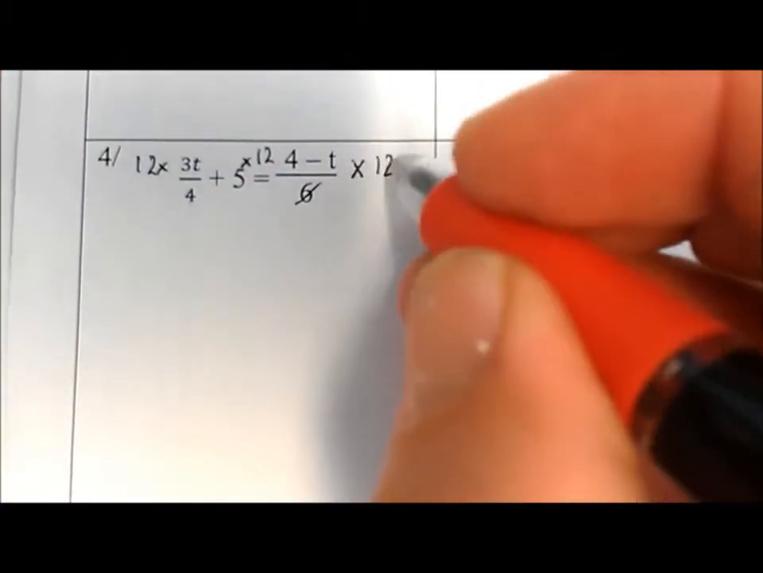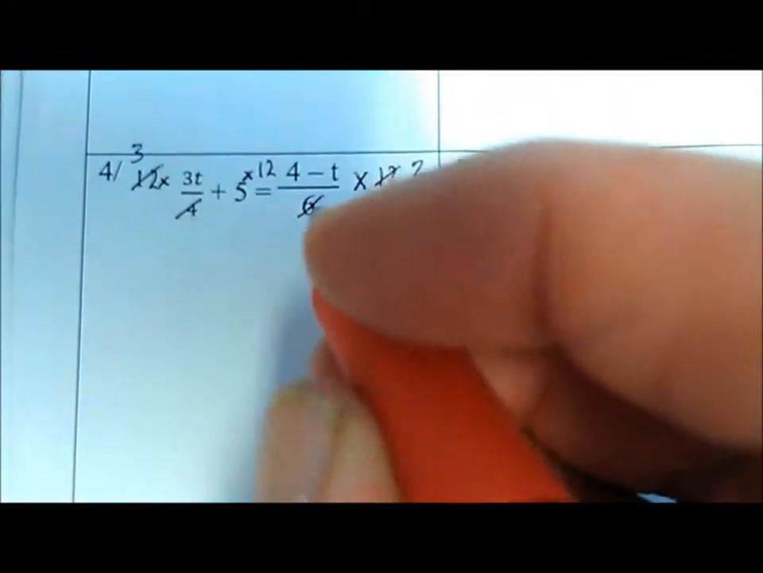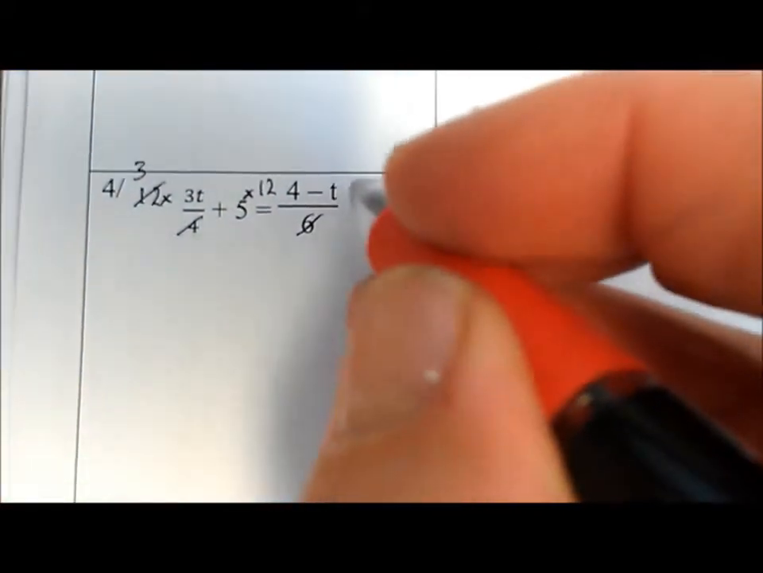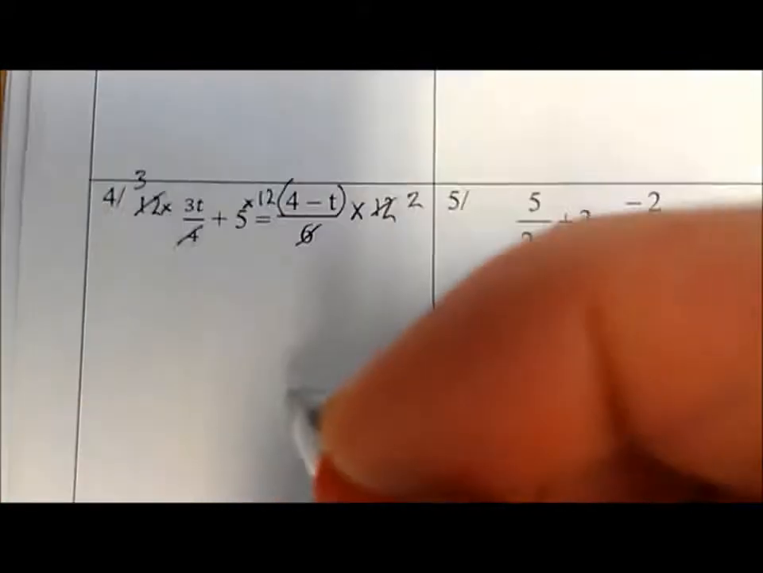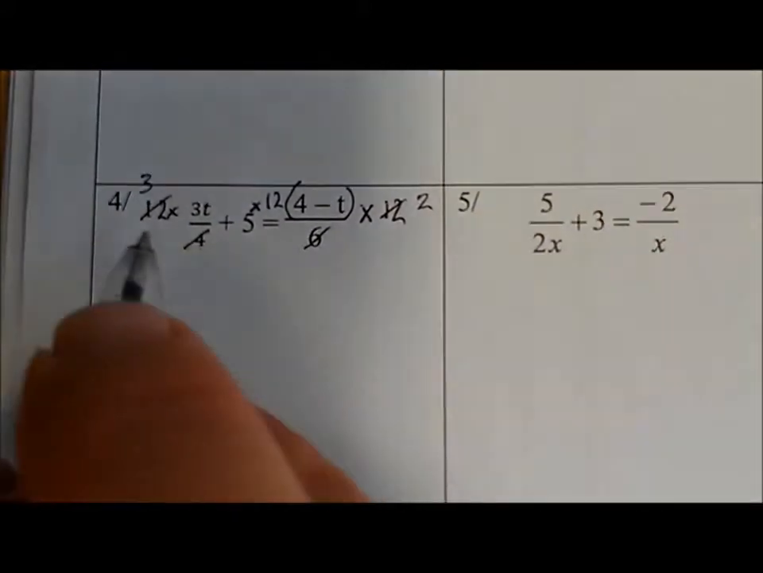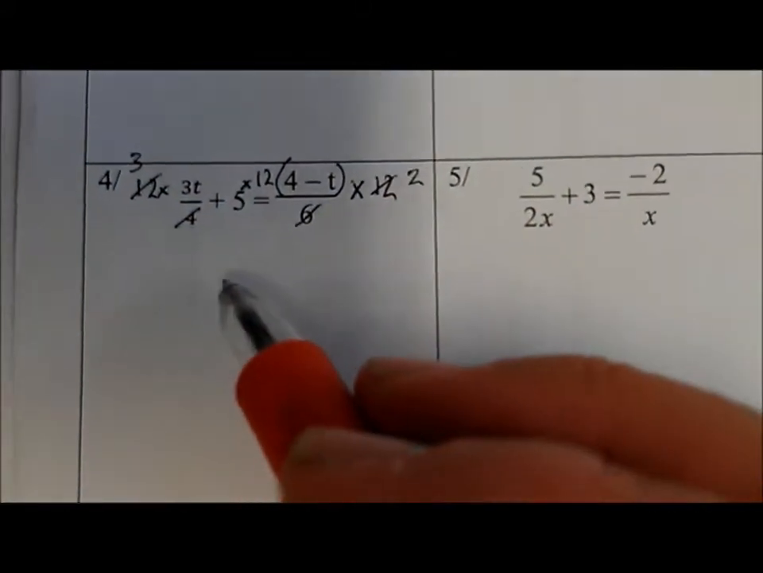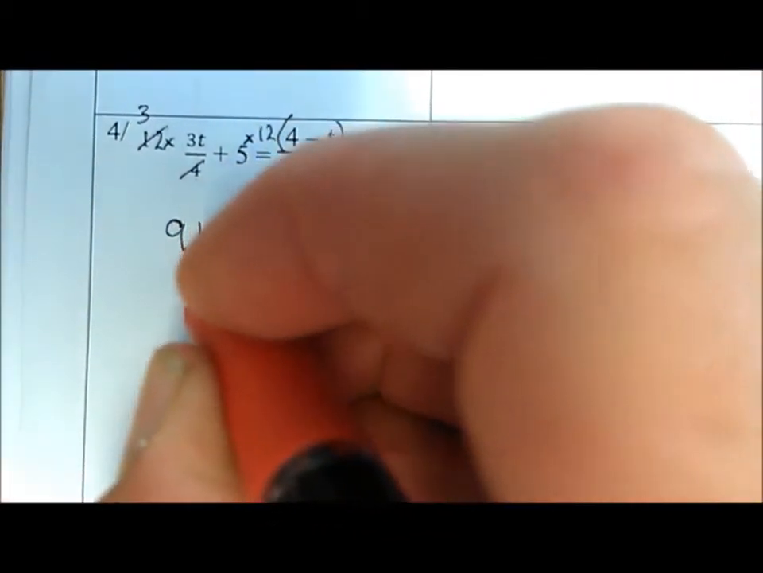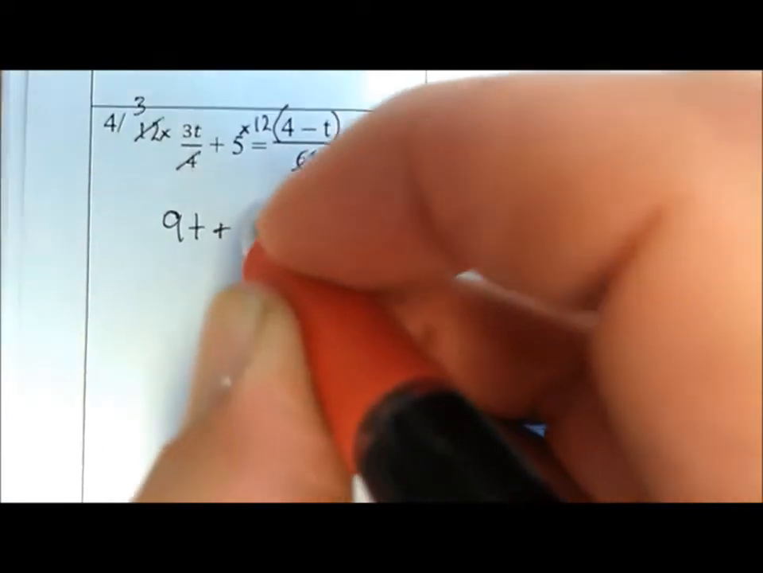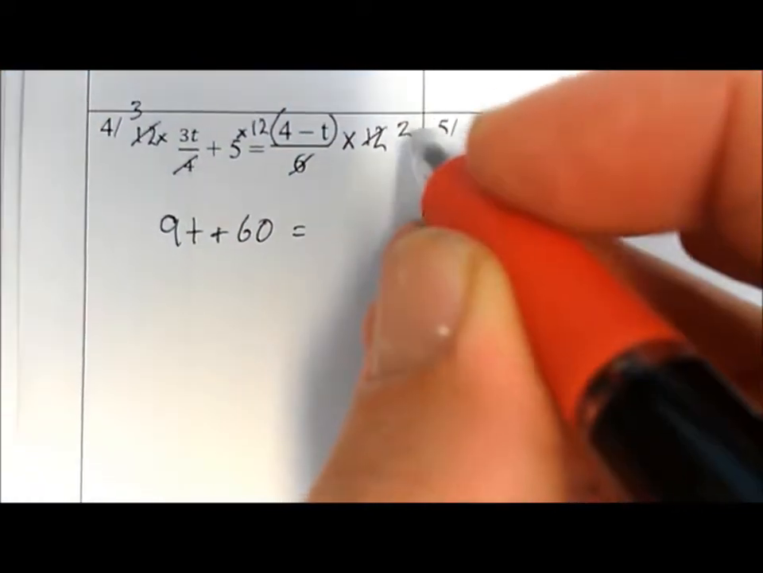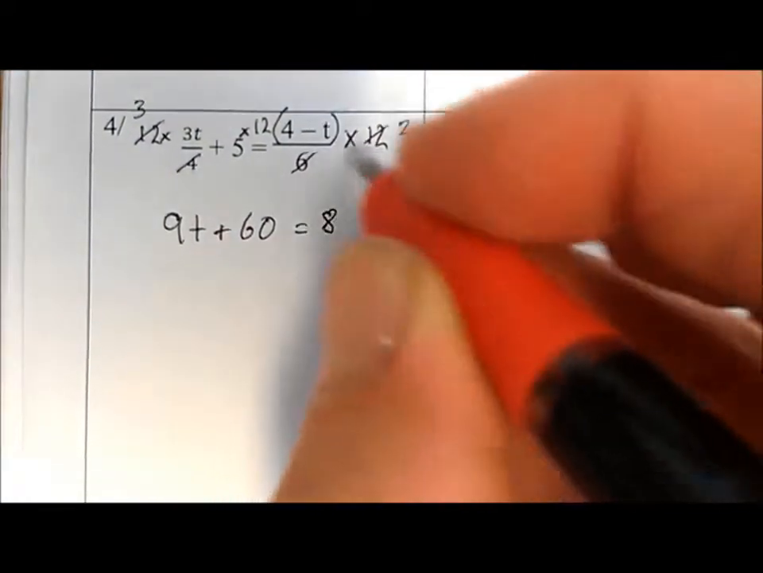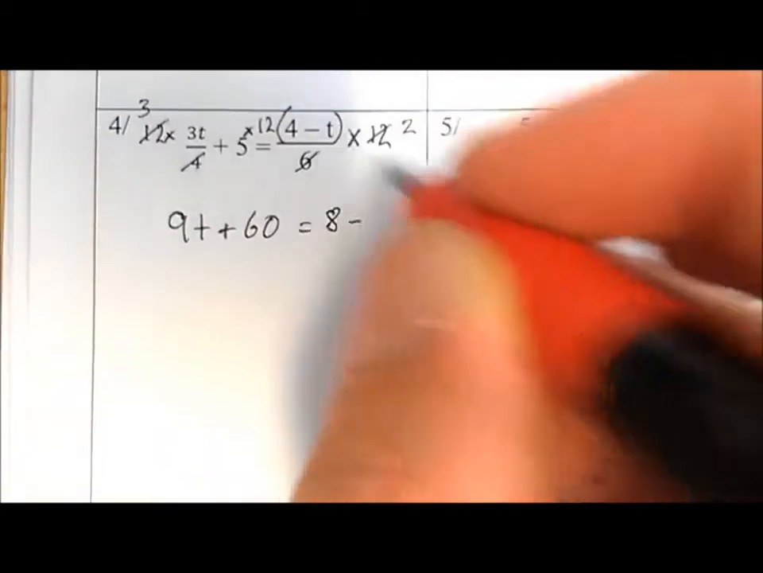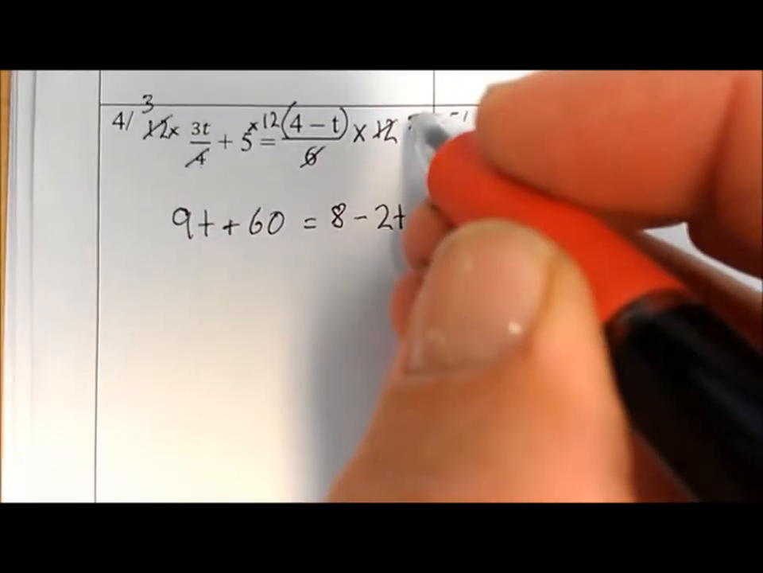That way the 6 divides into 12 twice. The 4 divides into 12 3 times. Now this fraction bar works like a grouping symbol, so I've got to remember that and keep that like that. So I've got over here 3 times 3t, that's 9t, plus 5 times 12, which is 60, is equal to 2 times 4 is 8, minus 2 times t is 2t.